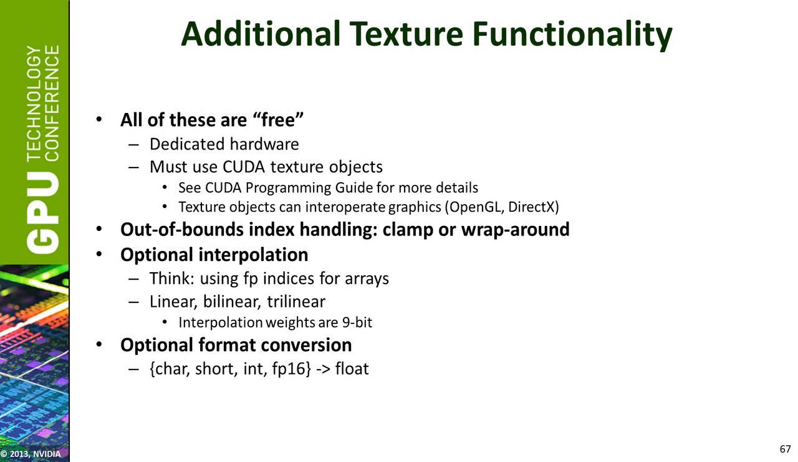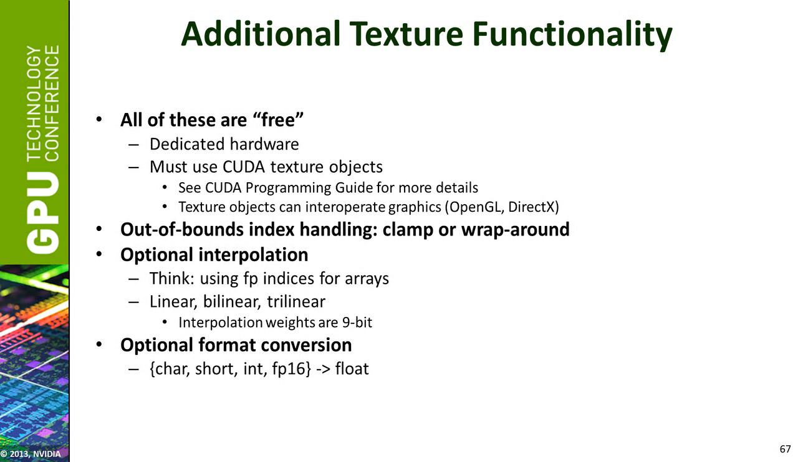You do get optional interpolation. If you have a 1D, 2D, or 3D texture object or CUDA array, think of it as you have an array of data, but you are using floating point indices into this array, which at that point triggers interpolation between the closest elements. And lastly, you do get optional format conversion. So the data that you store in a texture object can be characters, short ints, single precision, or a 16-bit floating point representation. And the data is stored in this format in the DRAM and in the cache lines. But when a thread is actually getting the data, it can get converted to a single precision float.